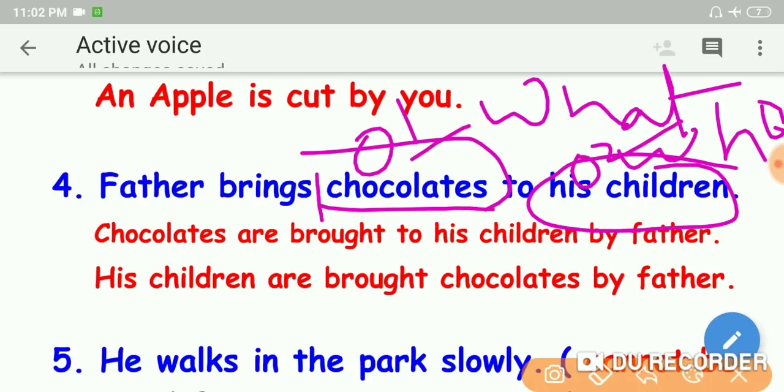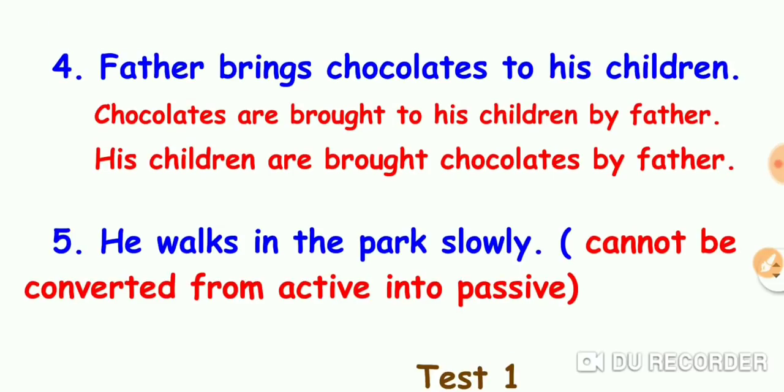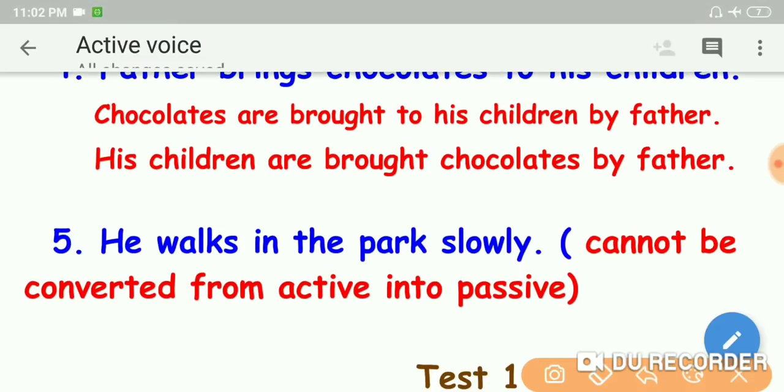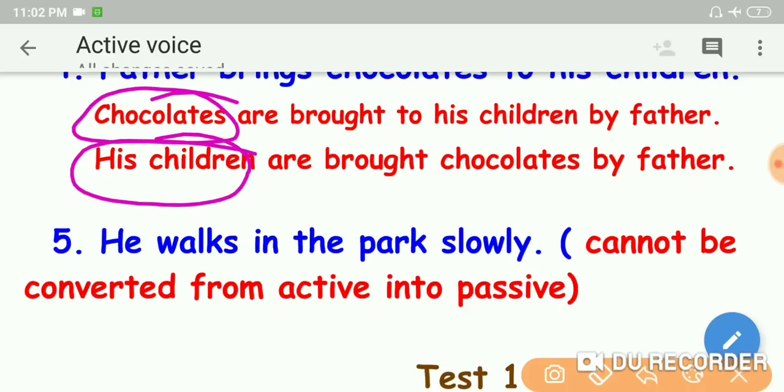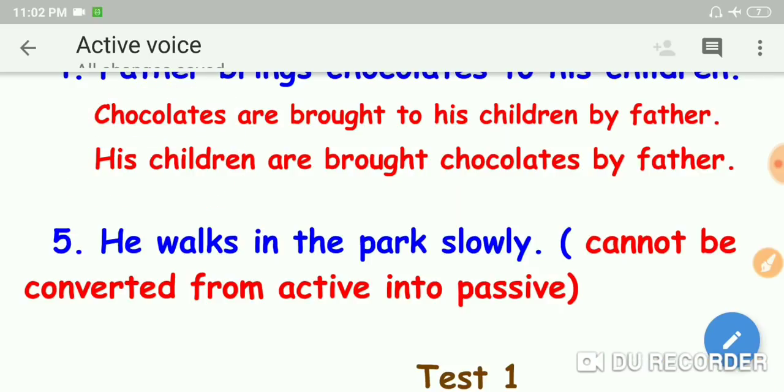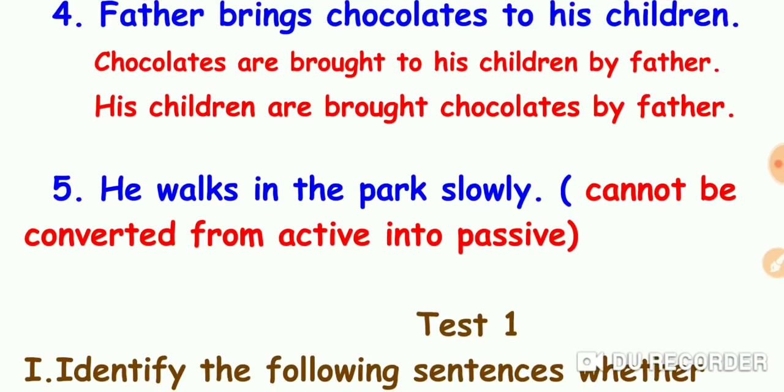So when we have two objects, we can convert into two passive sentences by taking the first object as the subject, by bringing the first object into subject position, and again by bringing the second object into subject position, we can frame two passive sentences. See here, chocolates are brought to his children by his father. His children are brought chocolates by father. So like this we can convert from active into passive, my dear friends.